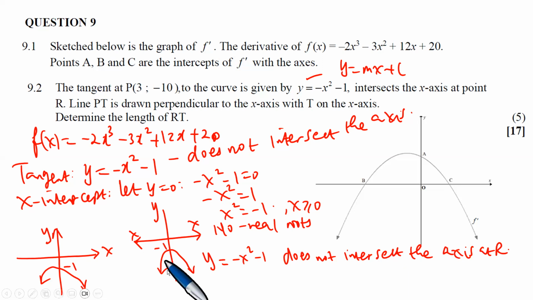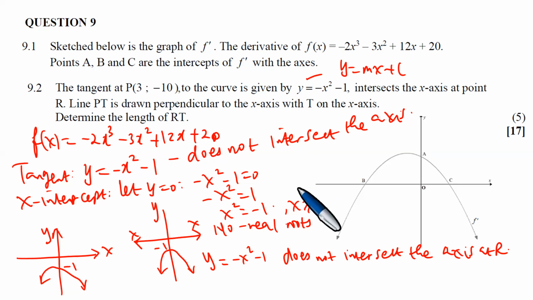But line PT, okay, this is the graph of the tangent. If you draw the tangent, the tangents normally are straight, but yeah, the examiner brought a curved one. Line PT is drawn perpendicular to the x-axis with T on the x-axis. Determine the length of RT.